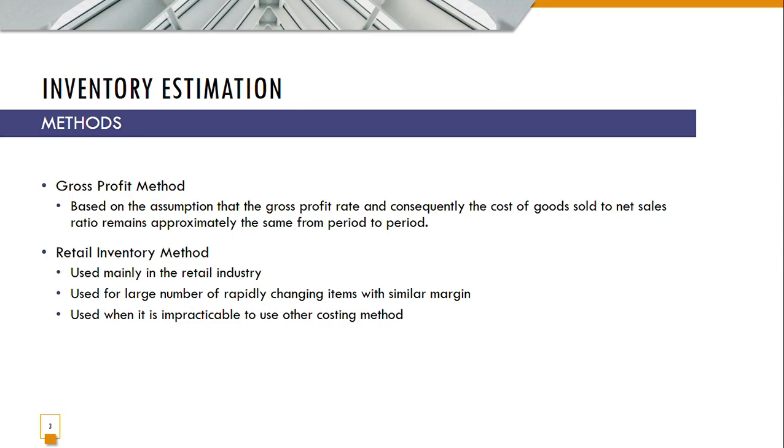There are generally two methods that are widely accepted in estimating inventory value. In this video, we will be talking about the gross profit method. So what's the gross profit method? It assumes that the gross profit rate, and consequently the cost of goods sold to net sales ratio, remains approximately the same from period to period.